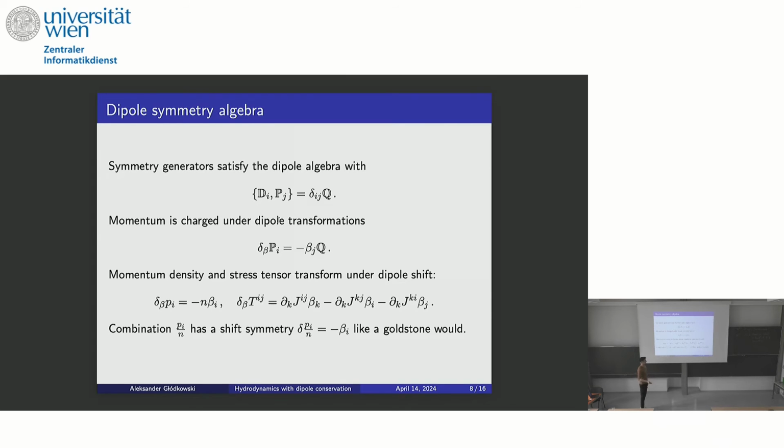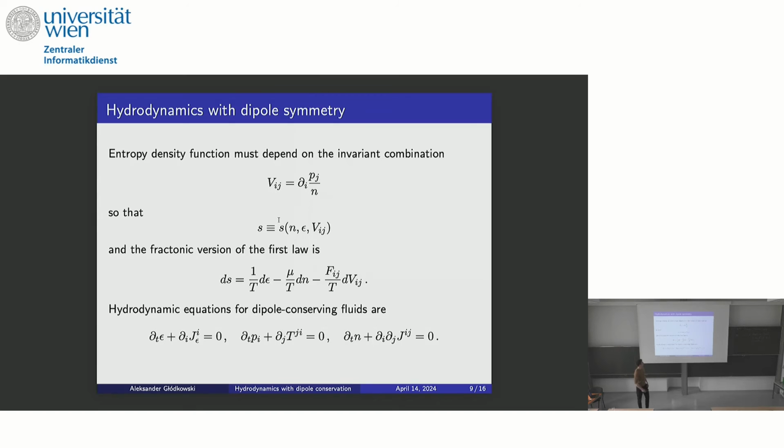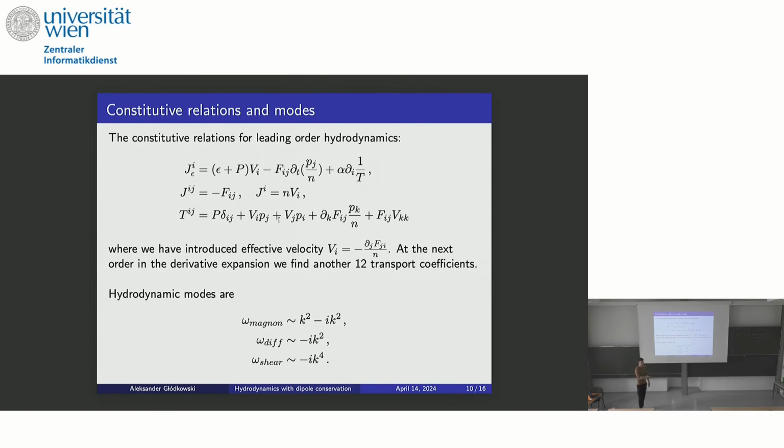Since this quantity transforms like a Goldstone, we just treat it as such, and we postulate that the entropy depends on the derivative of that quantity, because the derivative of that quantity is the lowest order structure that you can construct that is invariant. And then we have this fractonic version of the first law when we introduce this quantity F_ij that is conjugate to V_ij, which is just some thermodynamic quantity that is specifying the equilibrium state. Okay, so instead of having velocity and momentum, we have this tensorial structure here. And hydrodynamic equations, I remind you, are just those ones. So energy, momentum, and this generalized continuity equation.